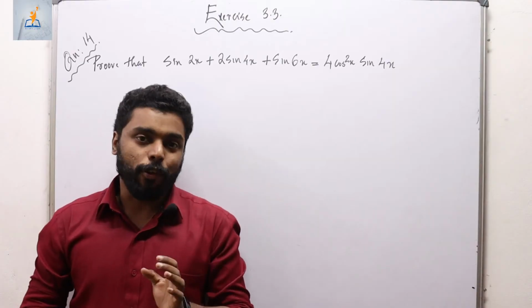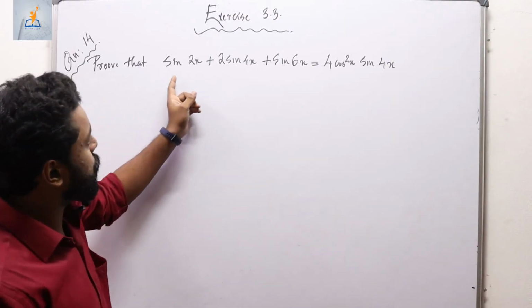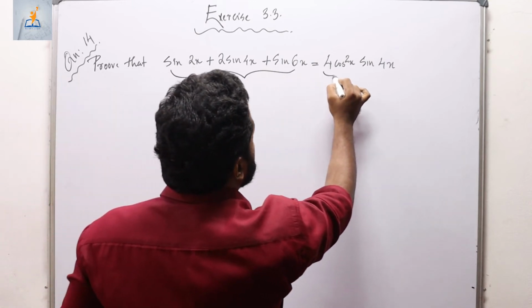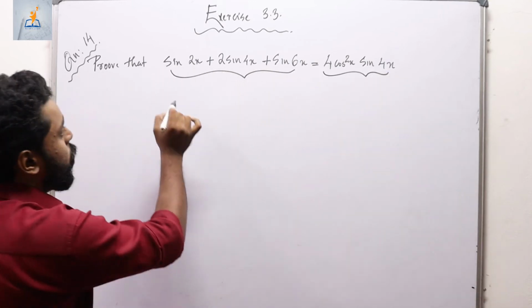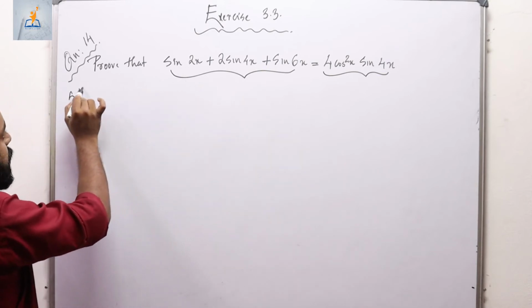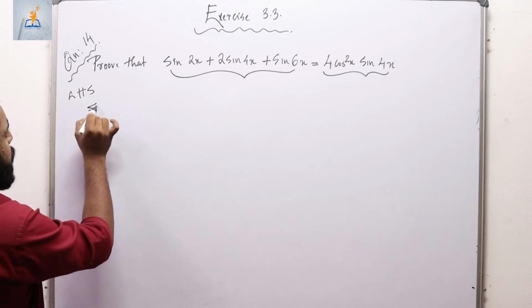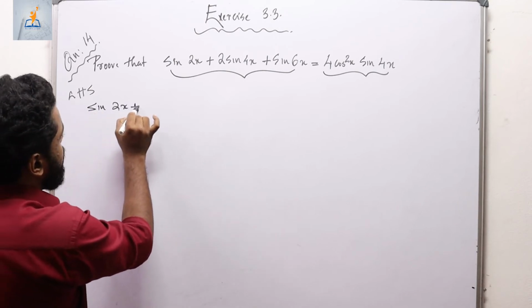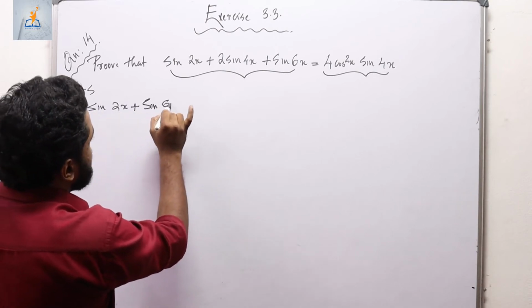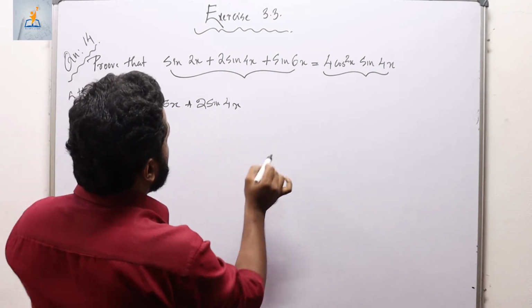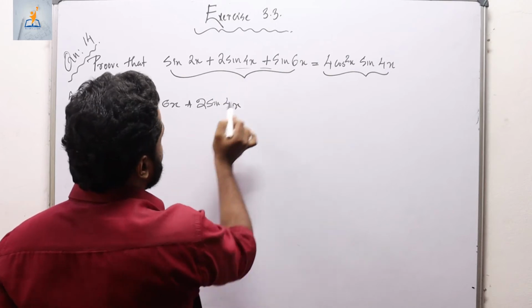Now we shall do the 14th question. In the 14th question we have to prove this left hand side is equal to this right hand side. So let me first begin with the left hand side and just rearrange it into a more convenient form. That is, I am rearranging it as sin 2x plus sin 6x plus 2 sin 4x. I just rearranged these two terms like this.